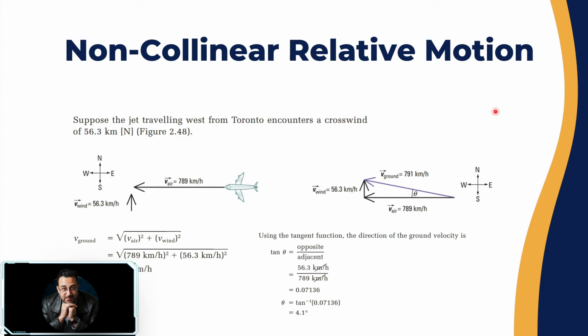Now that was collinear relative motion, where all the directions of motion, velocities, and displacements are on the same line, like on the x-axis or on the y-axis. Now what if we have a certain object moving on the x-axis and another object moving on the y-axis? If you remember, that's what we talked about in more detail in vector components.